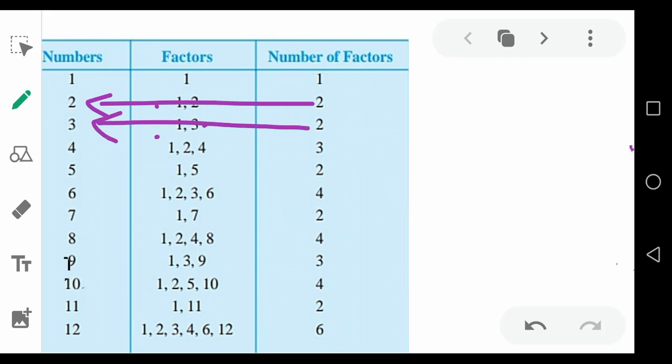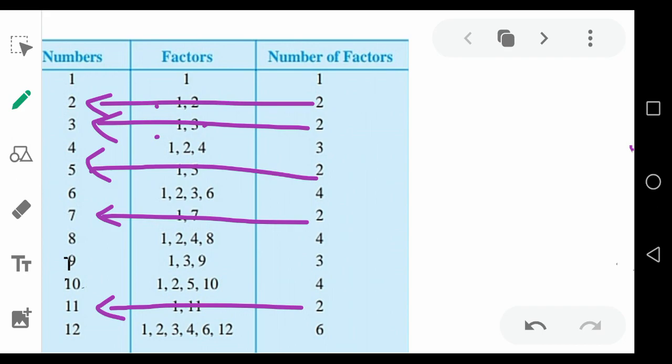So which is the next number? 3. Then here how many factors? 3 factors, so we should not take it. Here again 2 is coming. Which number is it? 5. 4 is coming, we should not take 4. Exactly 2 factors we are talking about. So here 7 is here. Then what is the next number? 11. So these numbers, that means 2, 3, 5, 7, 11, are called prime numbers. That means the numbers having exactly 2 factors are called prime numbers.